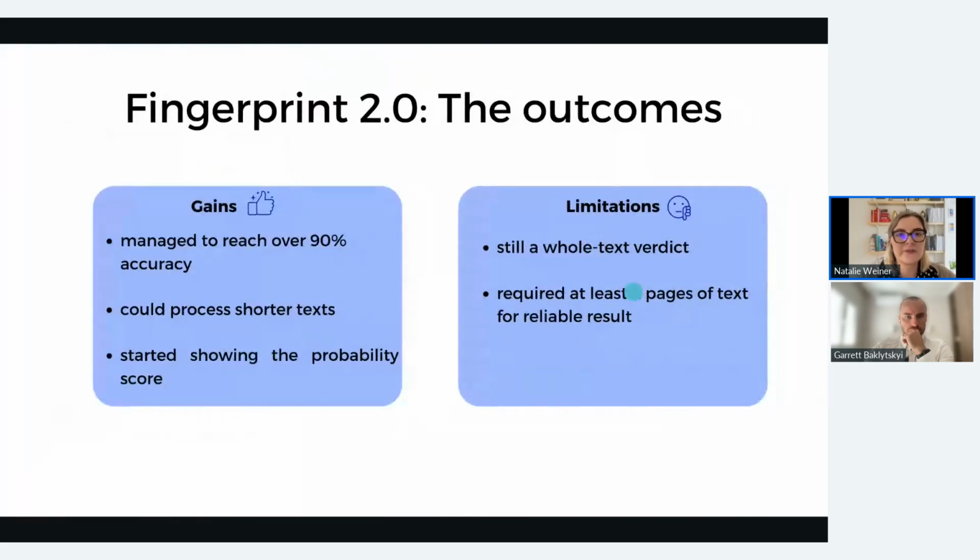So with the positive outcomes of this model, the gain that we had was the higher accuracy. It could also process shorter texts, and it started showing the probability score, which gave the user more information about the text. At the same time, there were still limitations. We still showed a whole text verdict, and we required at least 2 pages of text for reliable results. So not 3, but still 2 pages, and it's quite a lot.